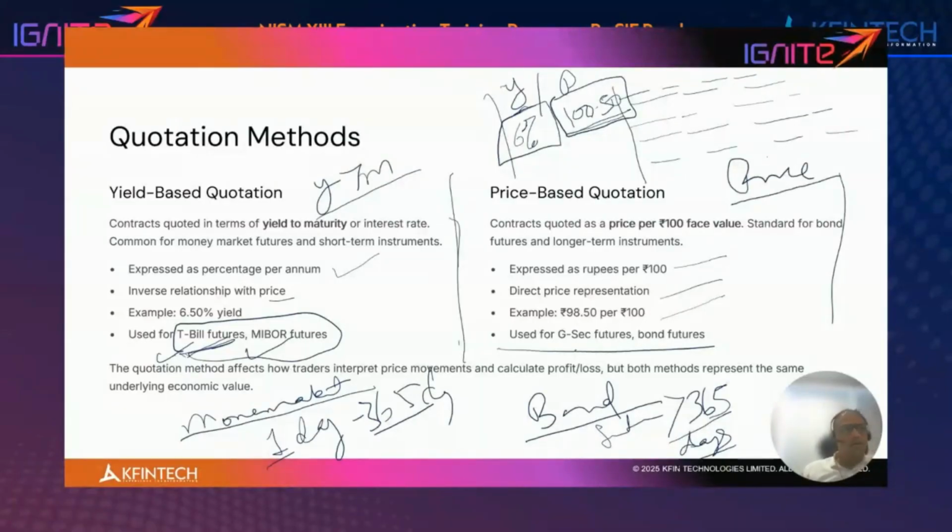The reason why it's quoted on the YTM basis is basically that for money market instruments, since it is discounted, the yield makes more sense because there are no interest payments over there. In the GSEC, which is the interest or coupon bearing instrument, the price is much easier to understand in terms of the trading of the bond futures.